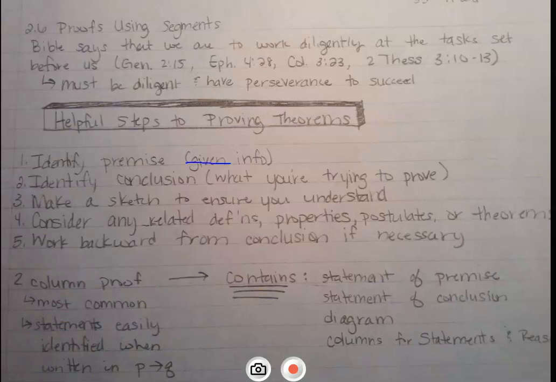So it's the given information. Okay, so identify the premise. And step 2, it says identify the conclusion. That's what you're trying to prove. And you can start proofs that way. You can put in the information you know and the information you have to find out at the beginning and the end, and then just fill in the middle. You're going to fill in the blanks.